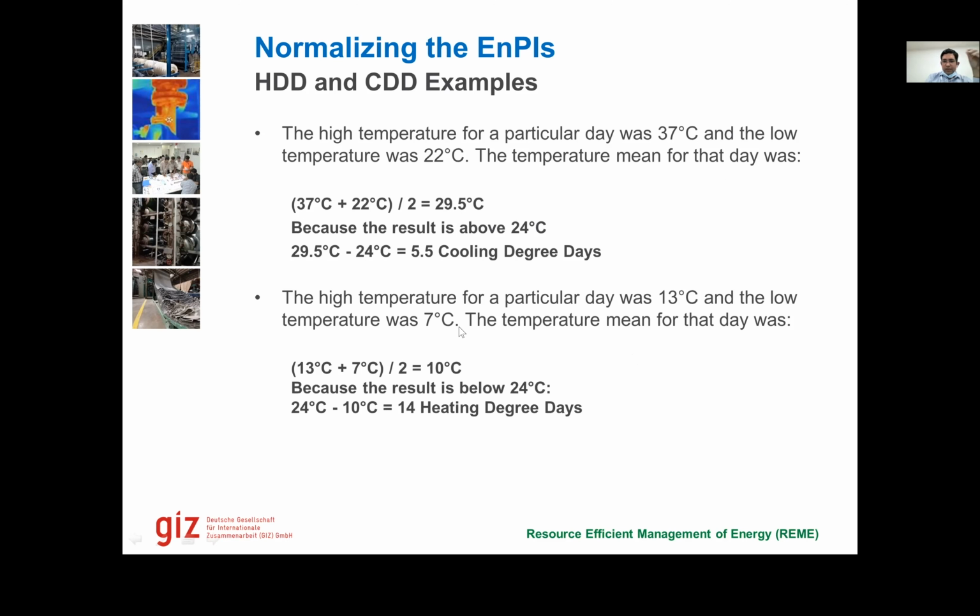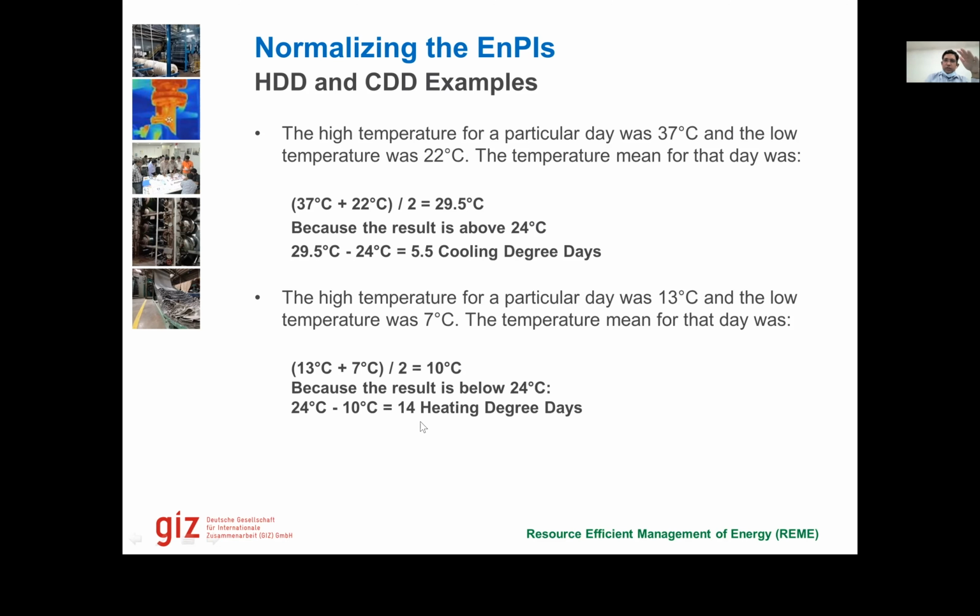Similarly, if the higher temperature on a certain day was 13 degrees Celsius and the lower temperature was 7 degrees Celsius, then the average temperature becomes 10 degrees Celsius. This means we need 14 degrees of heating. So this is 14 heating degree days.